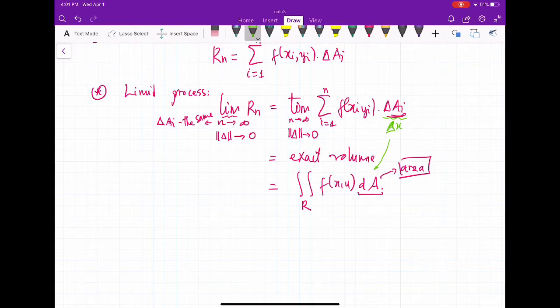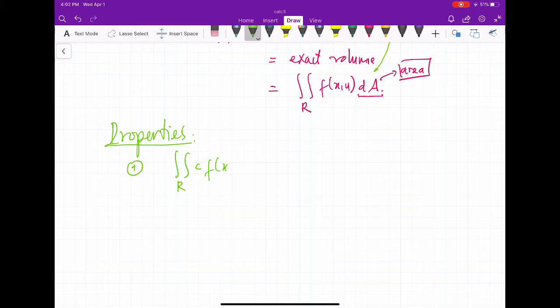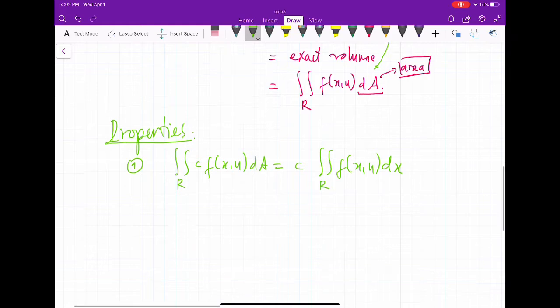As definite integrals of functions of one variable have properties, double integrals also have some properties. Let's talk about this and then we move to detailed examples. The first one. When you multiply a function with some constant, you can take that out of the integral. Okay? That is from the definition.